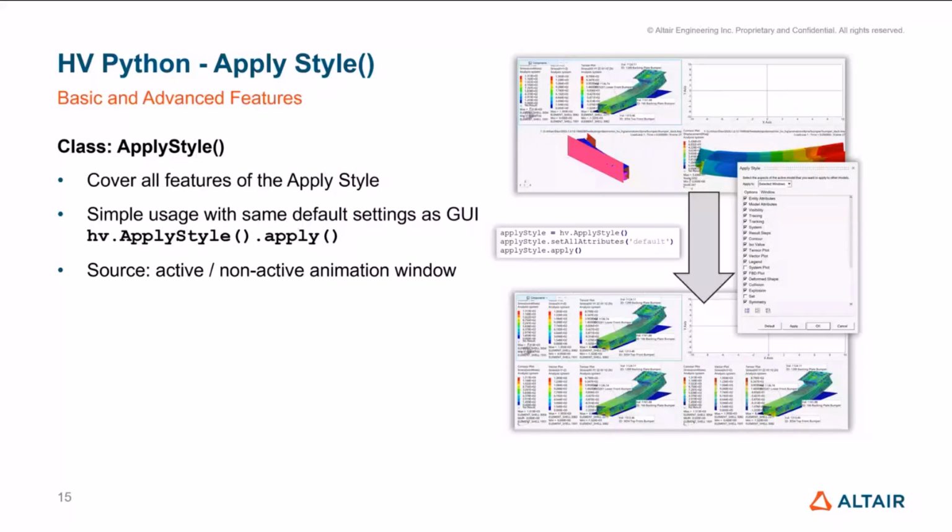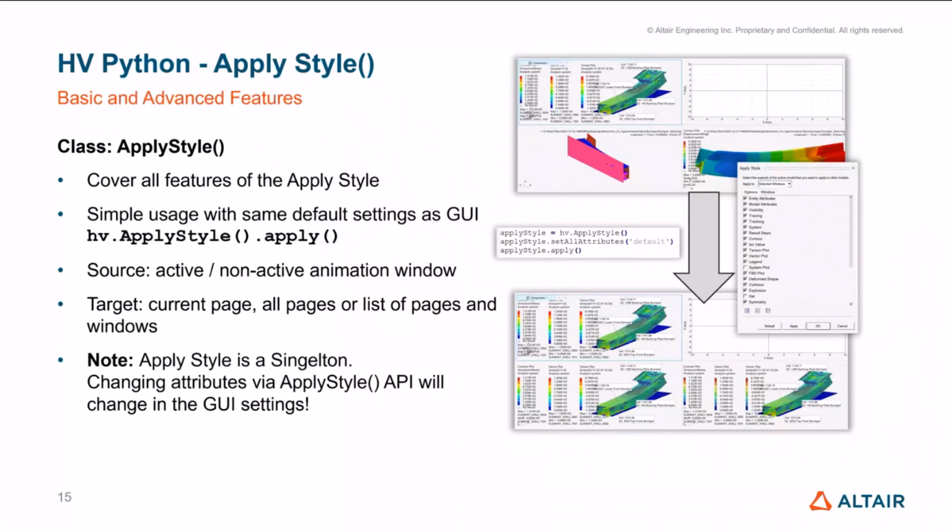We can define the source, also a non-active animation window here. Then as targets, we can have the current page, all pages, or a list of pages and windows, so it as objects. Please be aware that we have here a singleton. This apply style, that means when you use it and later open the GUI, the checkbox will be set according to how you have used it in your script.